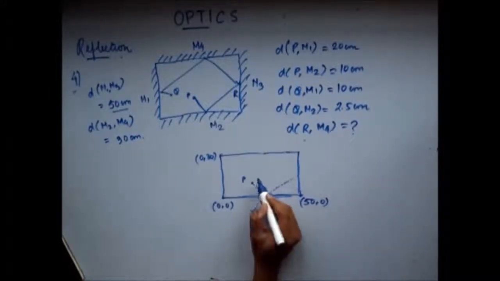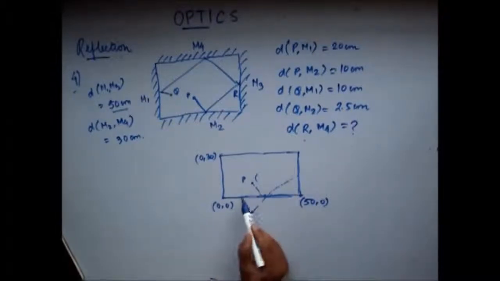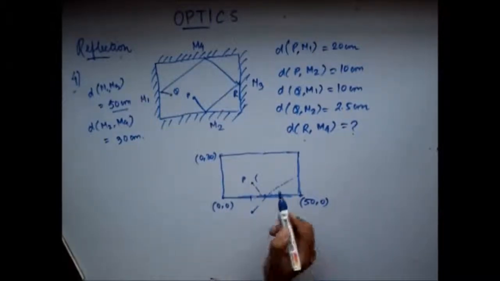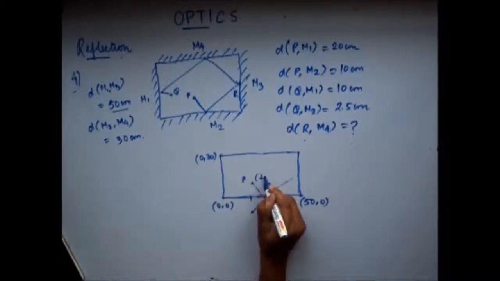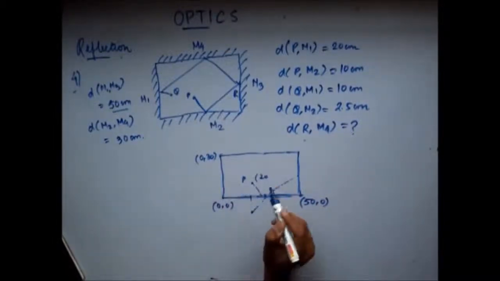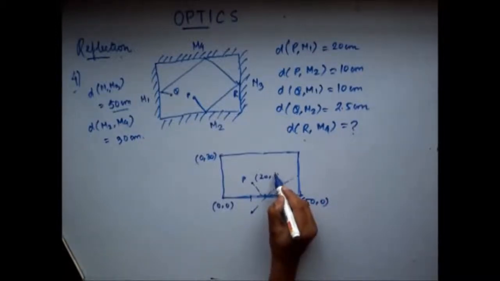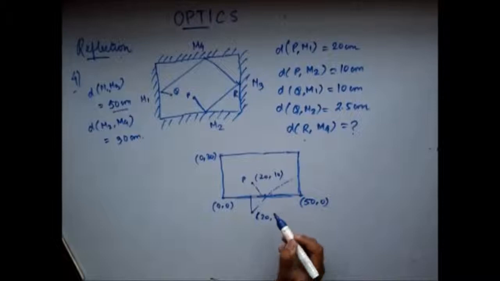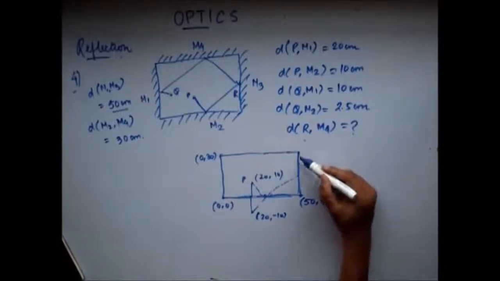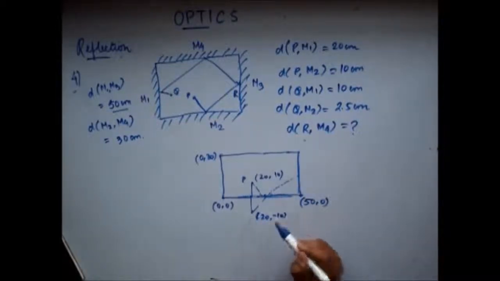Now what are the coordinates of the point P? The x coordinate will be 20, since it is at a distance of 20 centimeter from M1, and the y coordinate will be 10. Now what will be the coordinate of this image? It will be formed at the same x coordinate, so this is 20, and this perpendicular distance is the same, so this point is minus 10. Now for this mirror, this is the object.